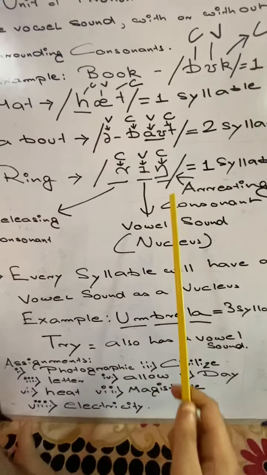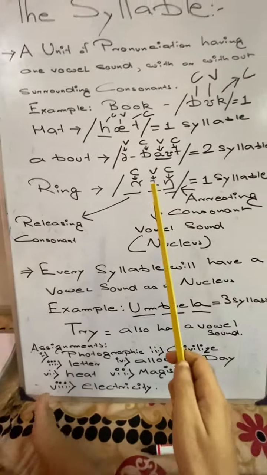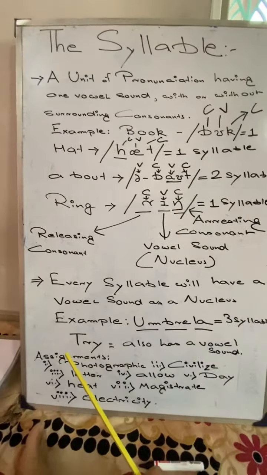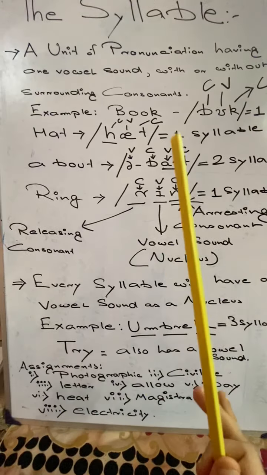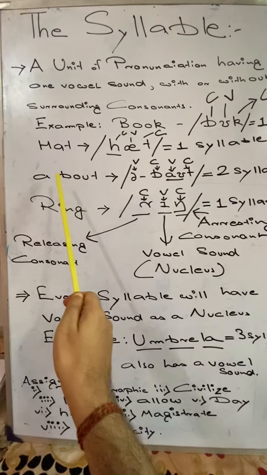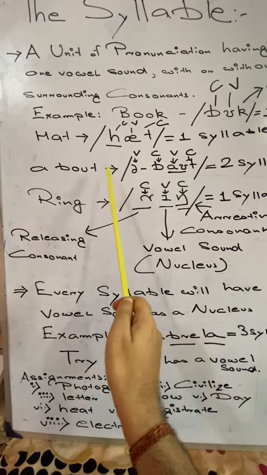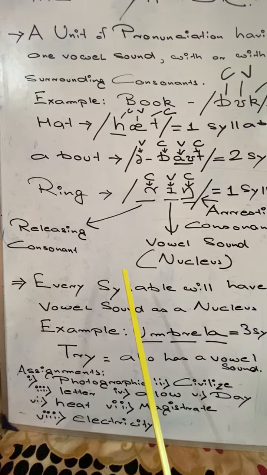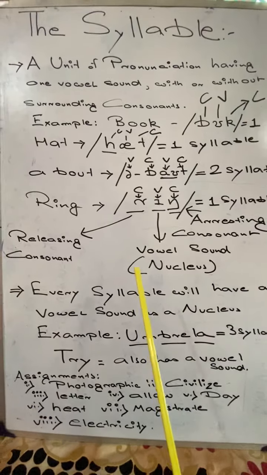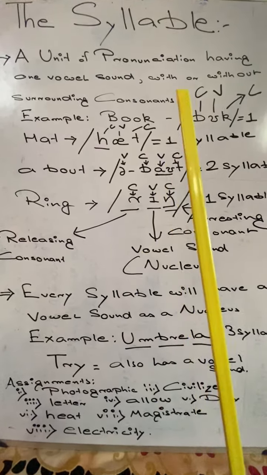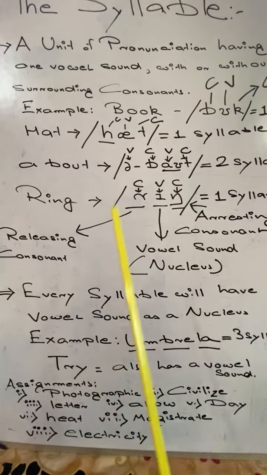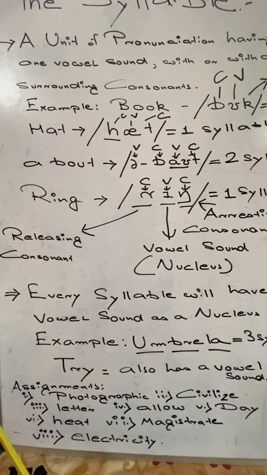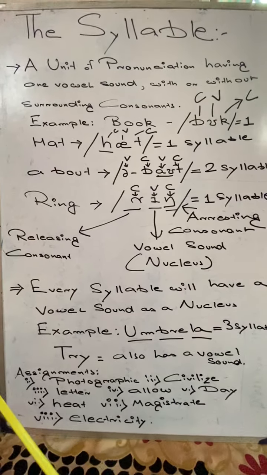Okay. Now, why do I mention this? Because you have to remember that whenever you are doing a syllable division, suppose about, okay? Each and every syllable that you divide will have a vowel sound. If the vowel sound is not there, that means your division of the syllable is incorrect.